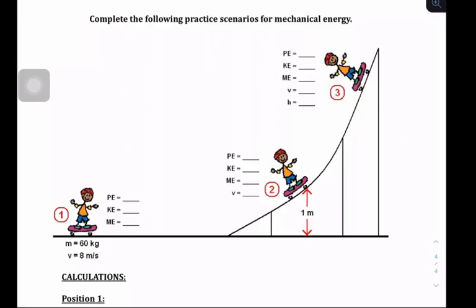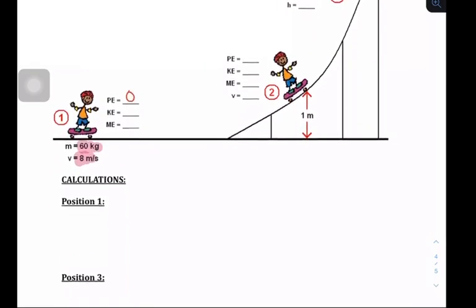So the last type of question, and the type of question that you're going to be assessed on tomorrow, involves a skateboarder going up a ramp. At the beginning, at position 1, the skateboarder is on the ground. So the skateboarder has no potential energy. It's all kinetic energy. We are given a velocity, we're given a mass. Given those two things, we're able to calculate the kinetic energy.